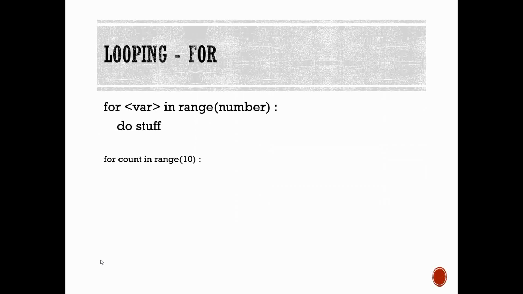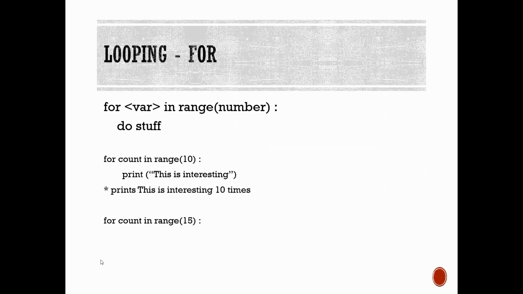Now count is just the name of a variable. I'm going to print interesting. So all I'm going to do is print this, and it will actually print this 10 separate times. Here's another example. For count in range 15, print the value of count. This time I'm going to see what's inside my count variable. So it should print 15 numbers starting from 0 to 14.